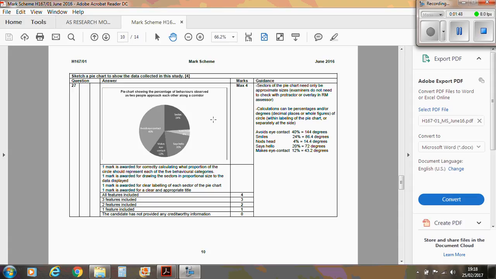It's got to look like it for another mark, which is what I was saying before. And then another mark is for clear labelling, so the actual behaviours on the pie. And then the 4th mark is for a title.